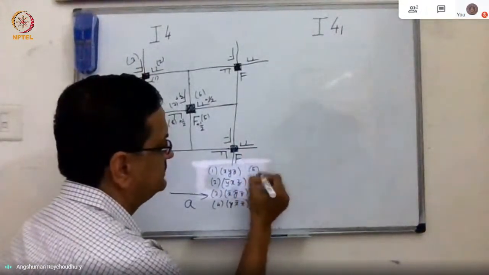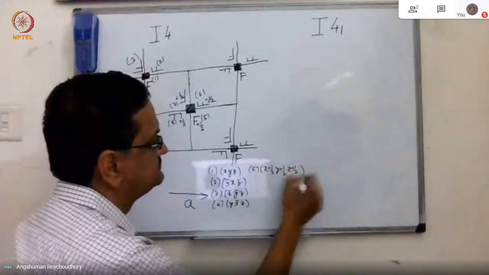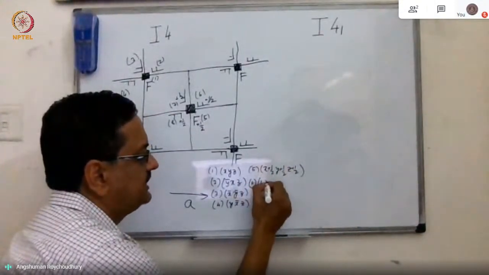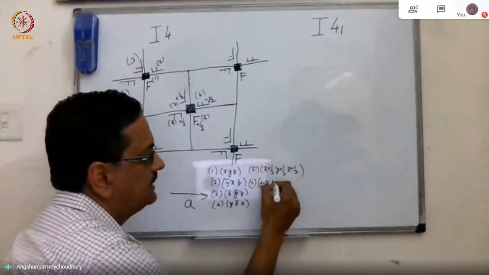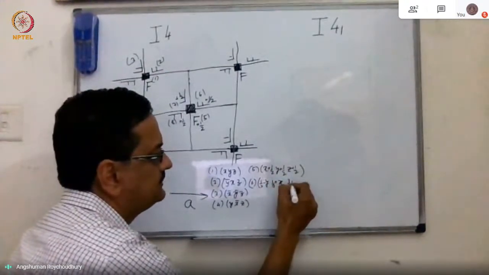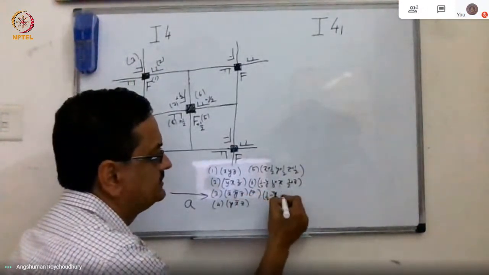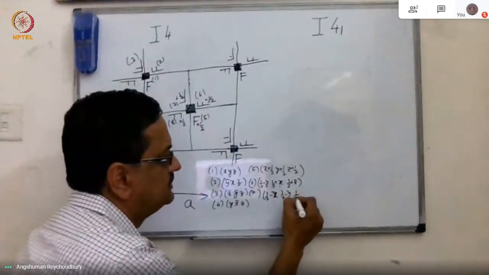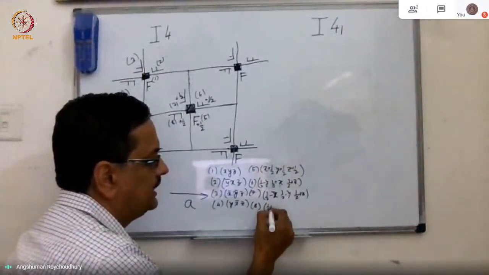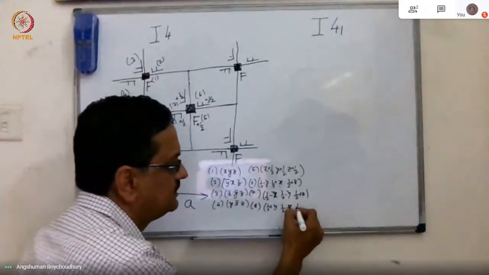The fifth one is x plus half, y plus half, z plus half, which is the body center atom. Then the sixth one is half minus y, half plus x, half plus z. The seventh one is half minus x, half minus y, half plus z. And the eighth one is half plus y, half minus x, half plus z.